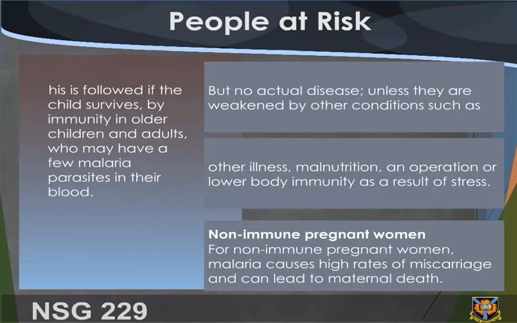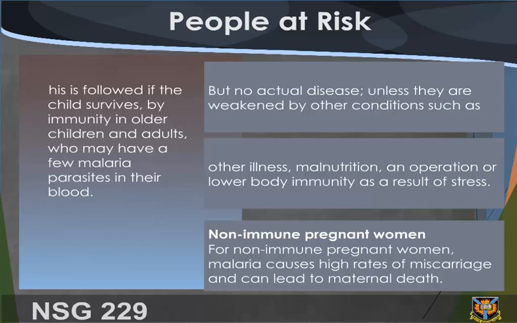This is followed, if the child survives, by immunity in older children and adults who may have a few malaria parasites in their blood, but no actual disease, unless they are weakened by other conditions such as other illness, malnutrition, and depression or lower body immunity as a result of stress.